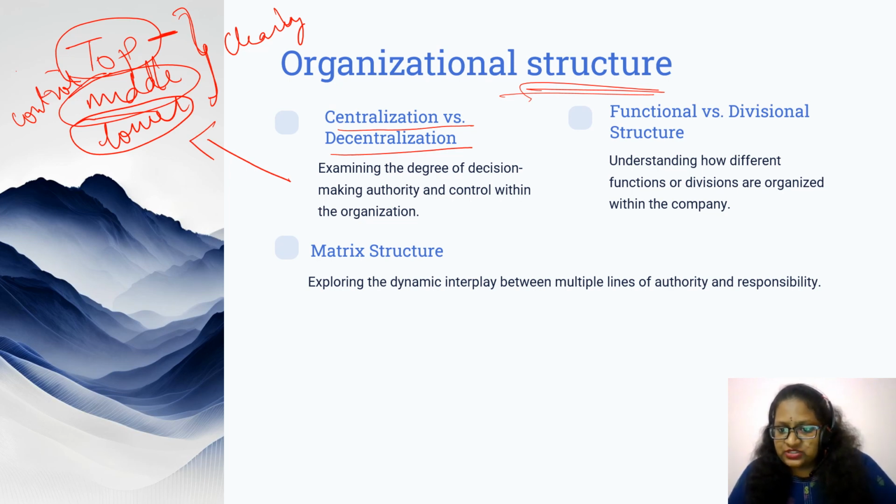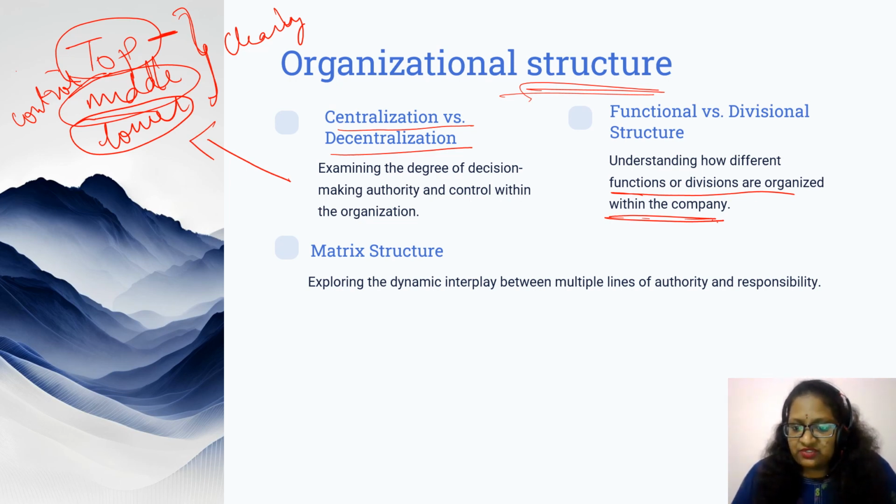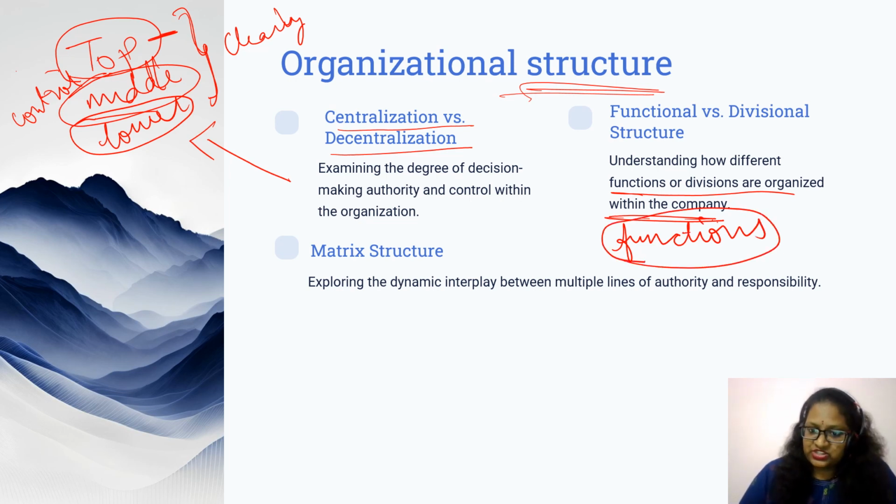Now next comes the functional versus divisional structure, understanding how different functions or divisions are organized within the company. In this kind of structure, various functions are mentioned which are to be followed by everyone at any cost, at any point, in any situation. These functions have to be followed. This kind of structure is called a functional structure.